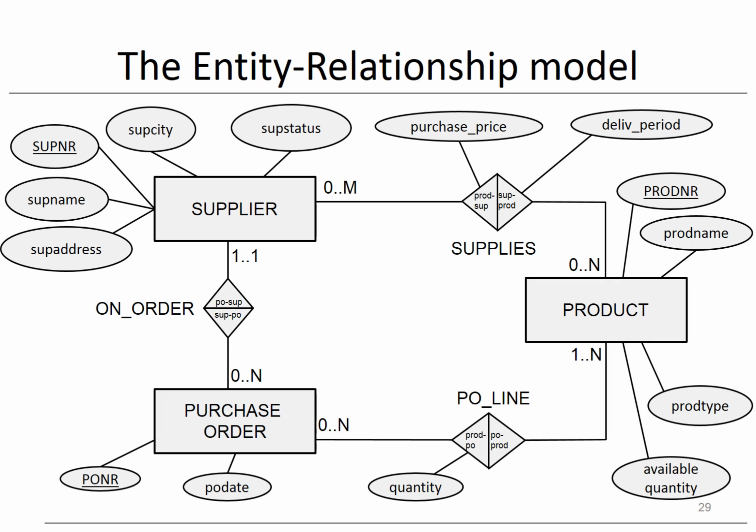Here you can see another example of an ER model for a purchase order administration. It has three entity types: supplier, purchase order, and product. A supplier can supply 0 to n products. A product can be supplied by 0 to n suppliers. The relationship type supplies also includes the attribute types purchase price and delivery period.